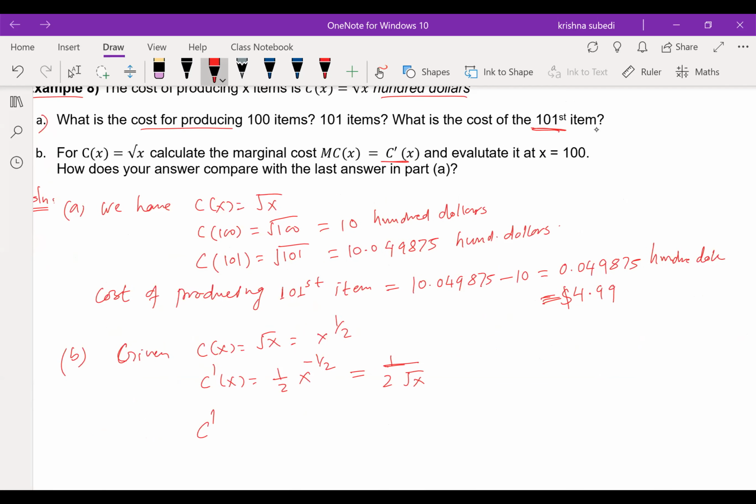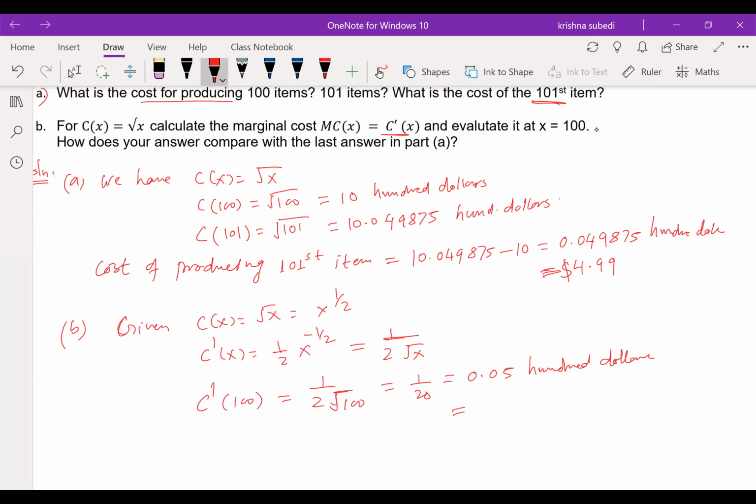So marginal cost at the production level x equals 100 is 1 over 2 square root 100. And that's going to give me 1/20, which is $0.05, in units of $100. Because the unit is in hundreds of dollars, if you change that into a dollar amount, you're going to get $5. Okay.